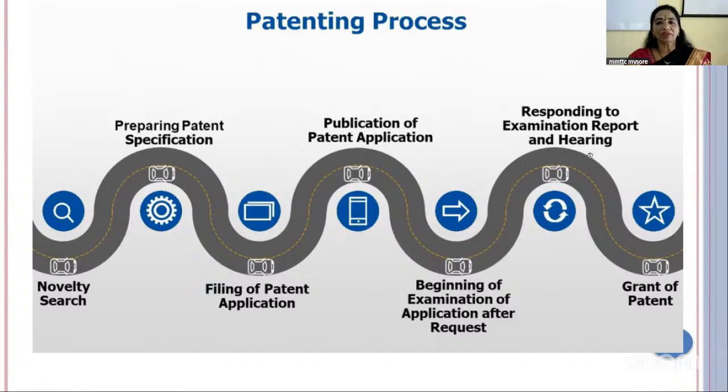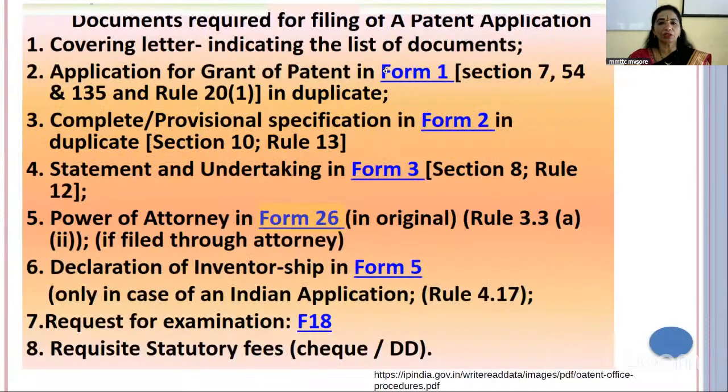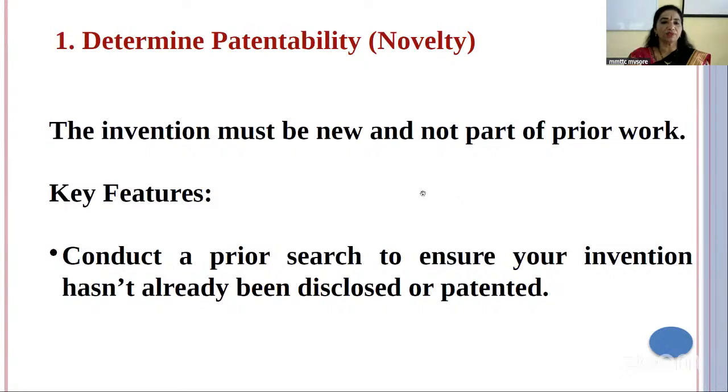So don't think it's a very simple process, rather it's going to be a very huge process. The documents required for filing a patent application are a covering letter, which indicates the list of documents, application for grant of patent in Form 1 in duplicate, complete or provisional specification in Form 2, statement and undertaking in Form 3, power of attorney in Form 26, declaration of inventorship, request for examination, and requisite statutory fees.